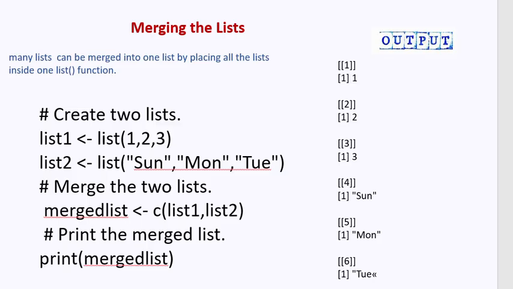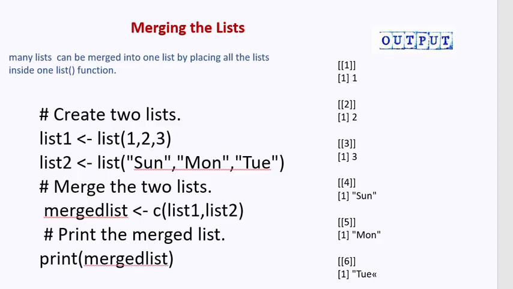We created two lists, one called list1 and another called list2. List1 holds the values 1, 2, 3, and list2 holds the days of a week, Sunday, Monday, Tuesday, in short form as SUN, MON and TUE. Now I am going to merge these two lists by simply using c of list1 comma list2. By doing so, the elements in both lists will be merged together.